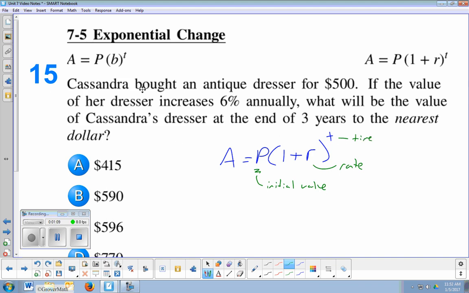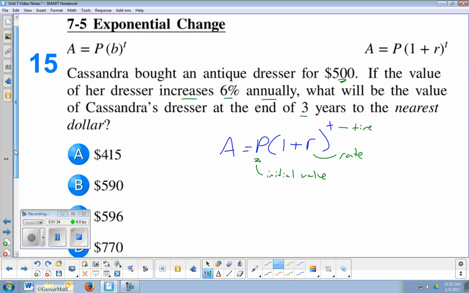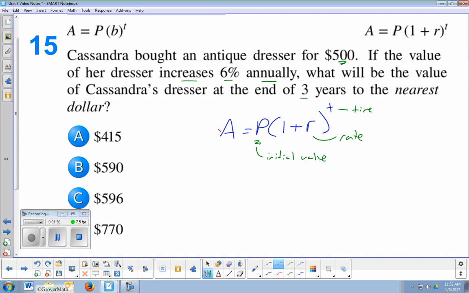And so a question like this: Cassandra bought an antique dresser for $500. If the value of her dresser increases 6% annually, I'll talk more about that, what will be the value of the dresser at the end of 3 years? So A is the answer, the value after a T amount of time. This is really like your Y and your X, if we're going to do this graphically, where your initial value doesn't change and your rate doesn't change.